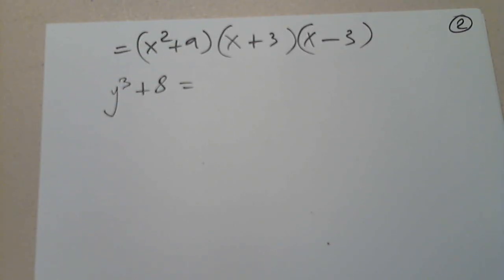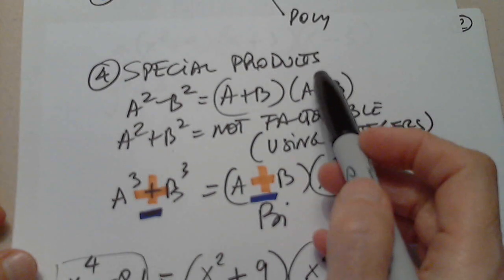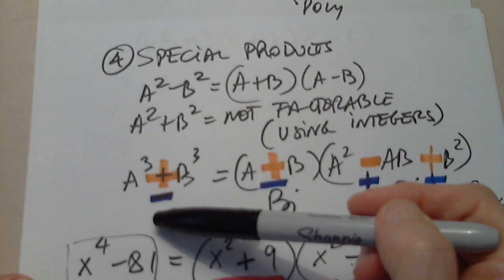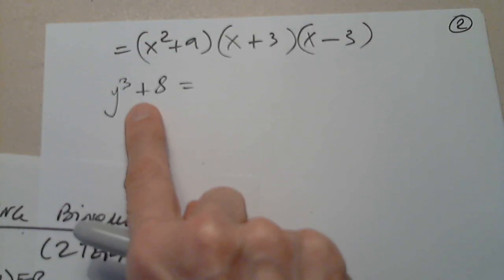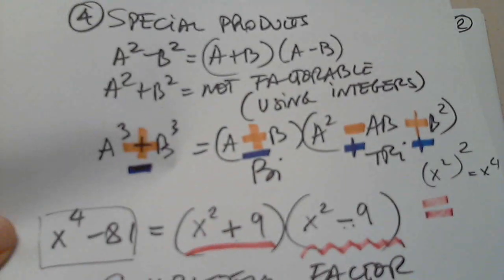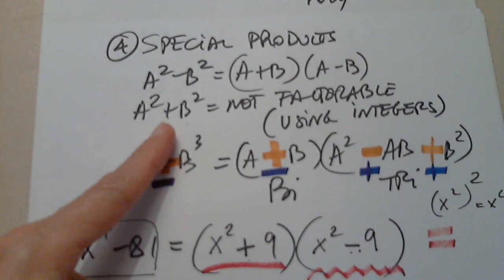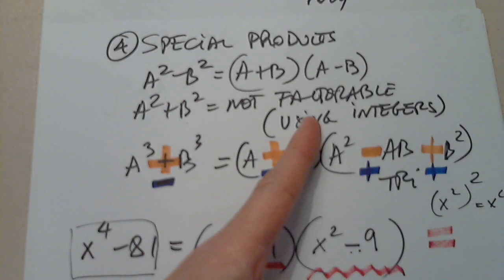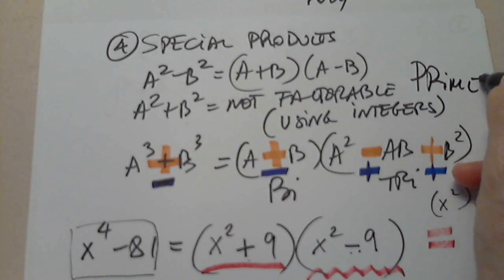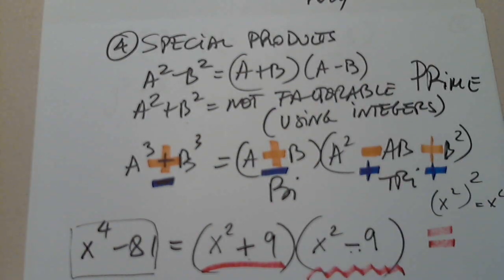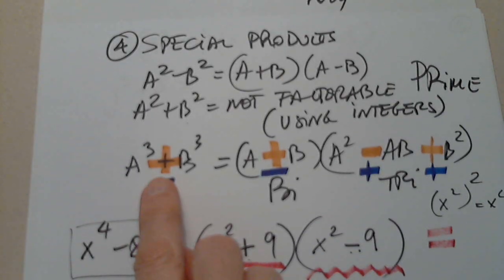Good. Now I have to think of the special product, if there is one. So I see that the binomial has plus. So there are only two options for plus. Either the sum of squares, and I will say either not factorable or prime. I don't like this, but some books will use prime. In other words, not factorable, or the sum of cubes.